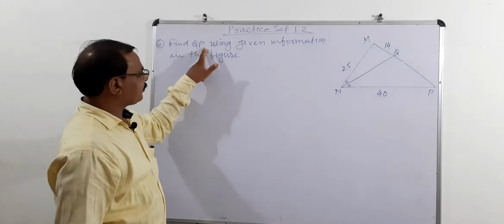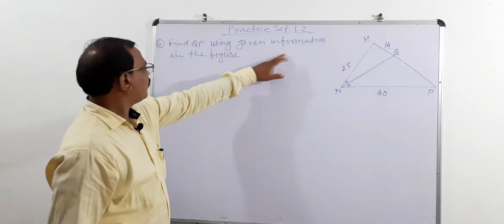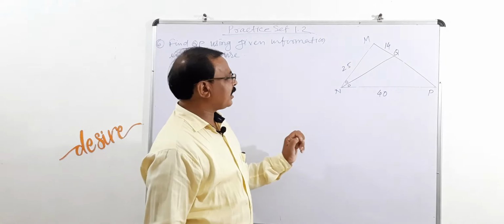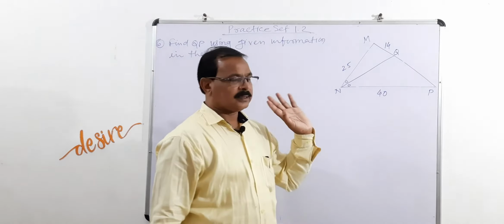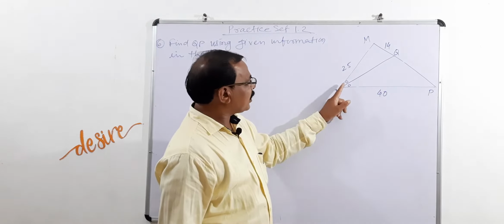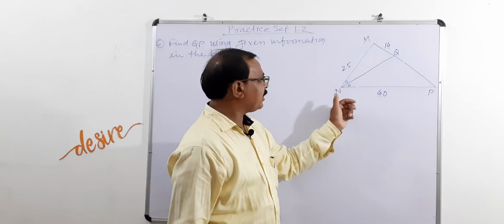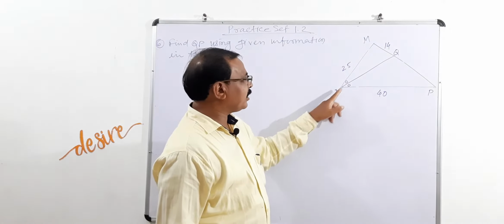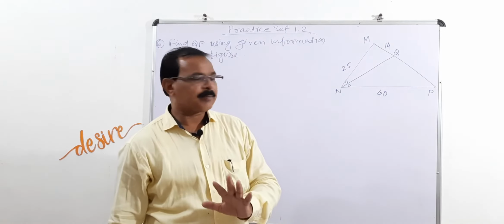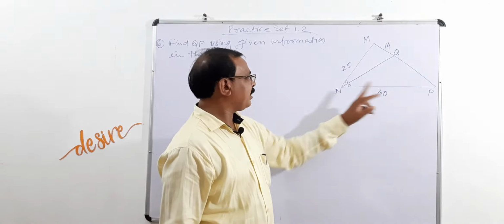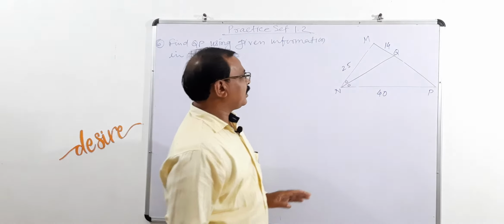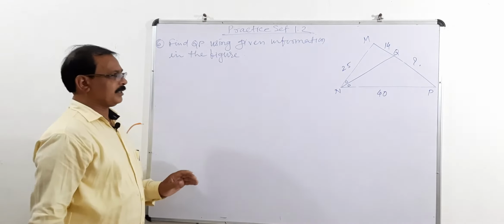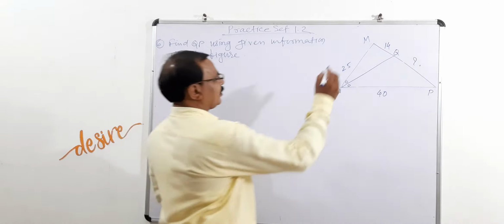Question number 6. Find QP using given information in the figure. Now if you look at the figure in triangle PMN, both angles here, MNQ and PNQ, are congruent angles, and therefore NQ must be the angle bisector of angle PNM, and therefore we can apply here the angle bisector theorem.